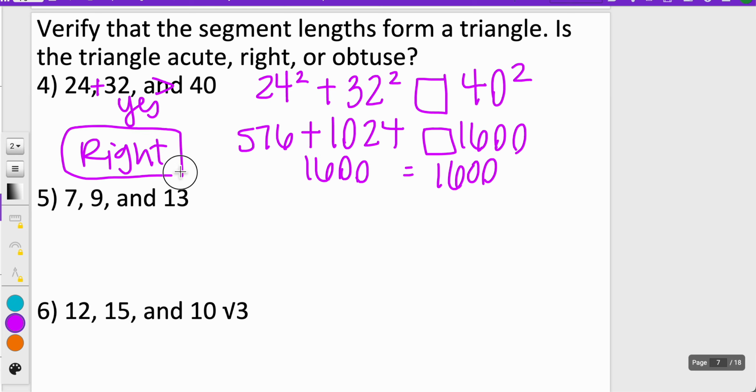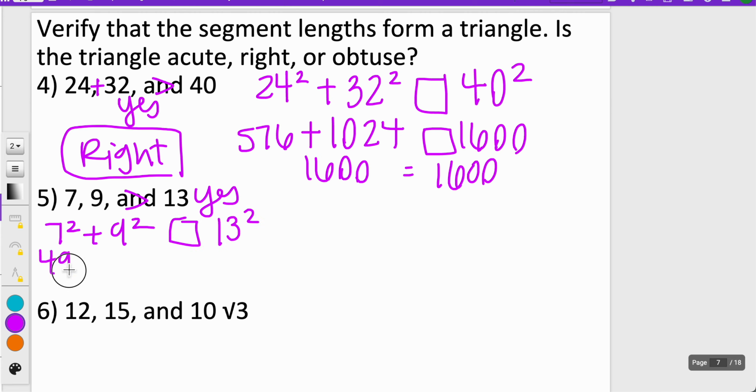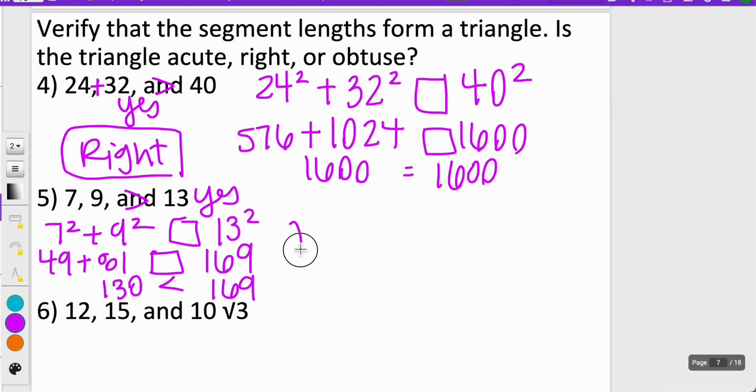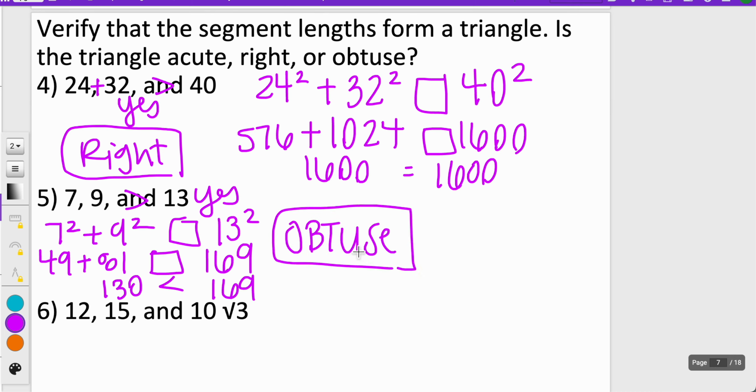Okay. 7, 9, and 13. 7 plus 9 is greater than 13. So yes, it's a triangle. So we take 7 squared plus 9 squared, and see how it compares to 13 squared. That would be 49 plus 81 compared to 169. 49 plus 81 is 130. That's less than 169. So since c is larger, this would be an obtuse triangle.